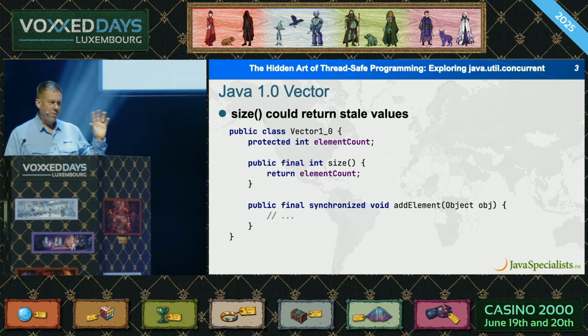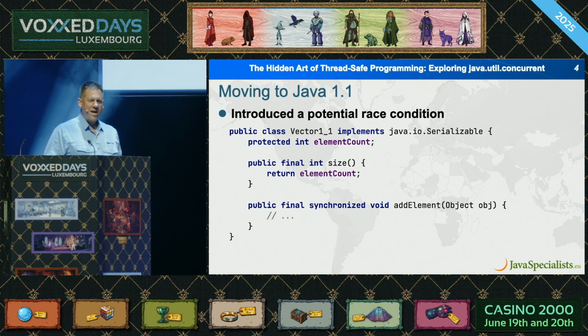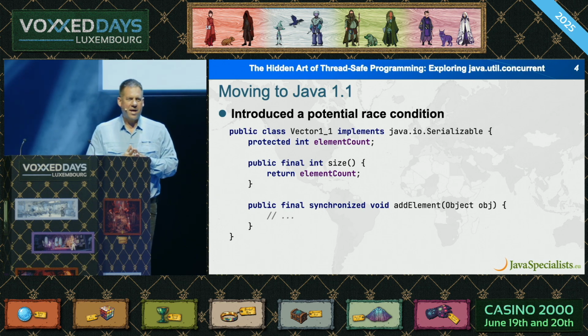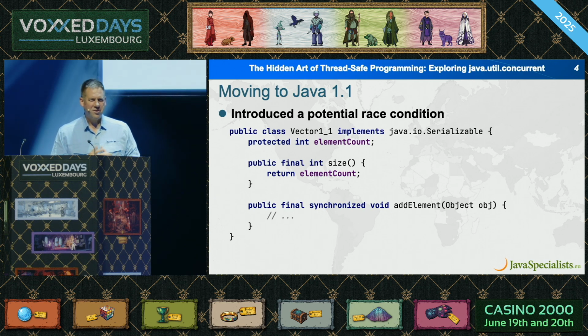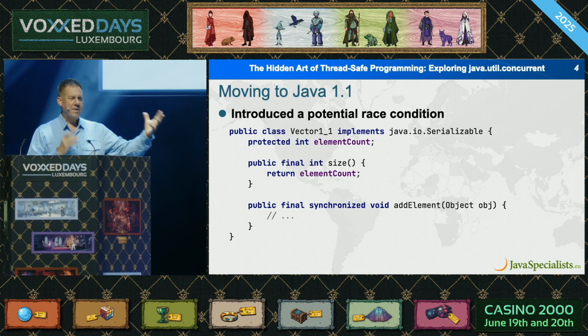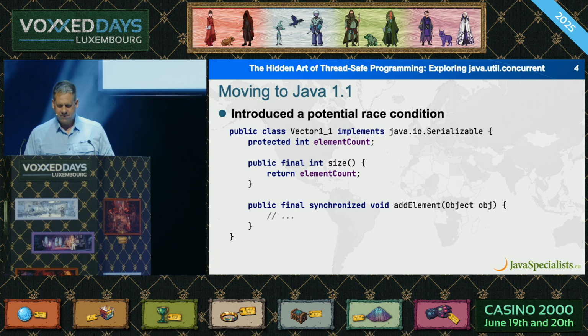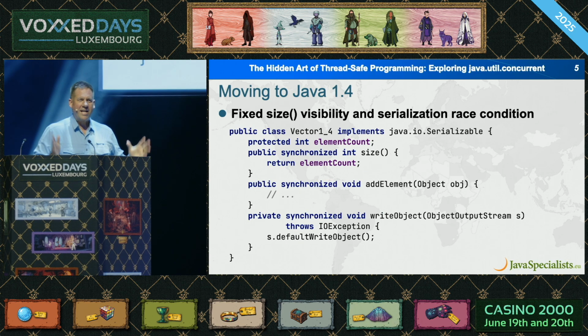And then in Java 1.1, they changed Vector a little bit, not too much, but they made Vector also serializable. And by making it serializable, they introduced a potential race condition. Because what could happen is that you could write the Vector into a file or over the network, and at the same time, another thread could change it. There was no synchronization at all between writing it on an output stream and changing it. And this stayed like that for a number of years.